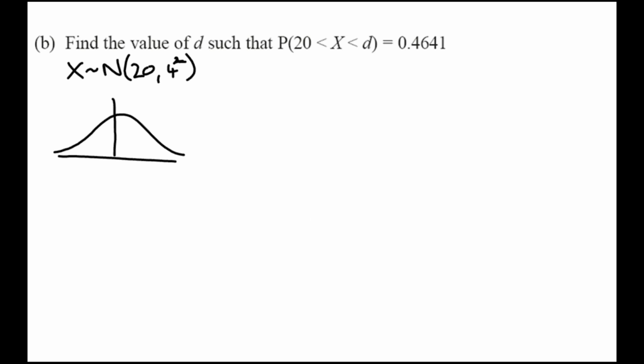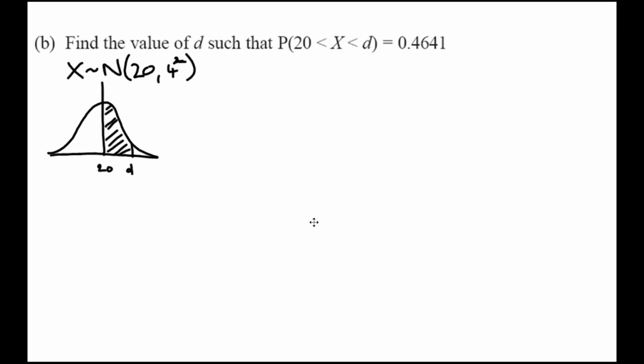Okay, so where are these values going to go? These are the real world values. So the mean is going to be 20. D is going to be to the right hand side since it's larger than 20. And we're looking for the area in between them. Apparently that is 0.4641.